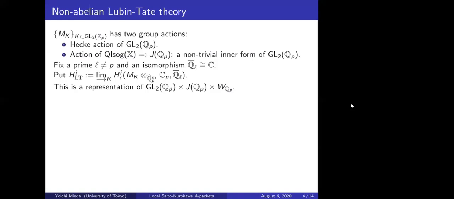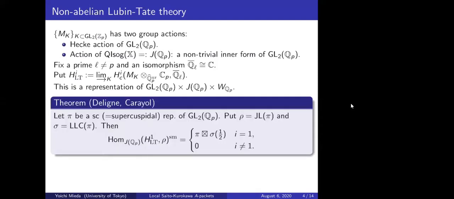But actually the absolute Galois group of Q_p and Langlands hat is isomorphic to the inertial group of Q_p. But we can extend the action of this inertial group to the Weil group. So we get the representation of the product of these three groups. And by decomposing this action, we can get the Langlands correspondence for GL2. So this is the theorem which is proved by Harris-Taylor and Carayol.